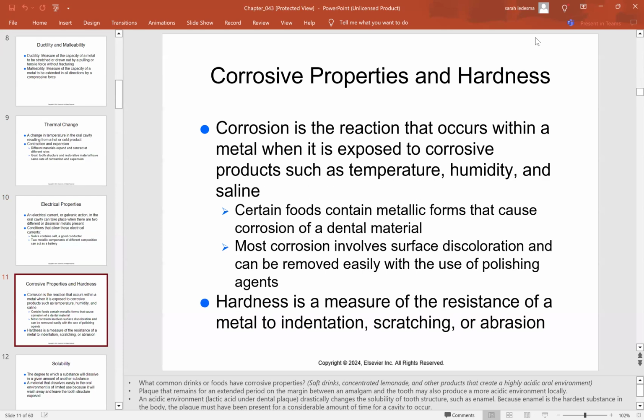We talk about corrosion. Corrosion is the reaction that occurs within a metal when it's exposed to corrosive products like temperature, humidity, and saline. Certain foods contain metallic forms that cause corrosion of dental material. Most corrosion involves surface discoloration and can be removed easily when we use polishing agents. So if you look at an older amalgam filling or silver filling, sometimes you can tell that it's lost its shine and goes into a duller, darker color. That is what we call corrosion.